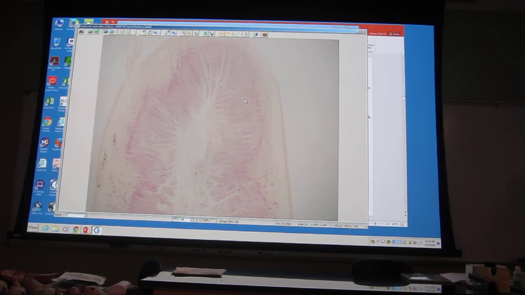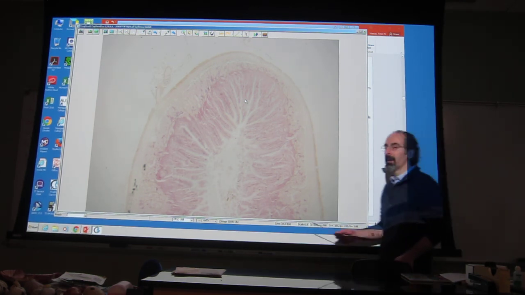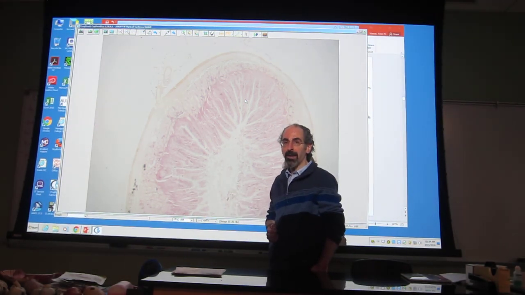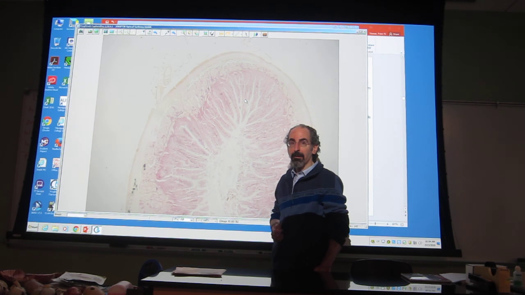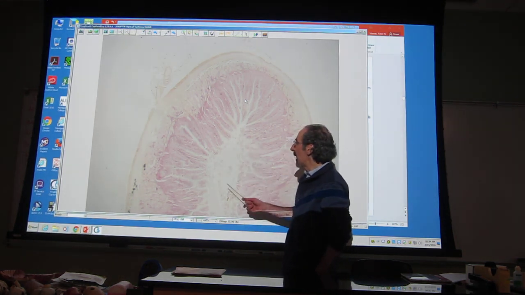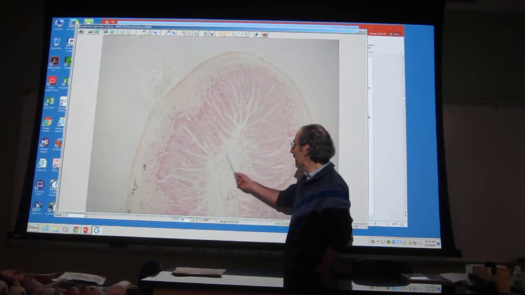Okay, this slide is a bit faint, but it works. What we're looking at here is part of the duodenum, part of your small intestine, specifically the part of the small intestine just after your stomach. In this case, the slide is still of a tube, so you're seeing a cross section of the tube. So the lumen is this structure here in the middle.